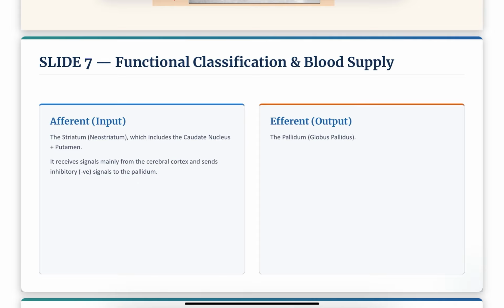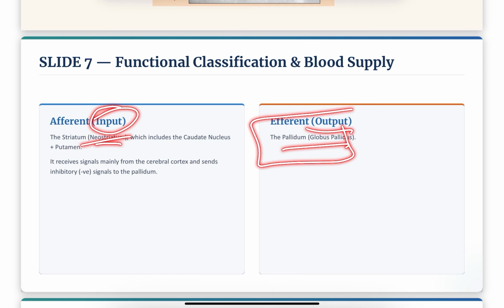Now, on the other hand, talking about the efferent or the output, the main efferent part here is the pallidum, the globus pallidus alone. Here we're talking about the GP because it's the only efferent one. So the high yield for us to know is that the striatum or neostriatum is input and the output is the GP.